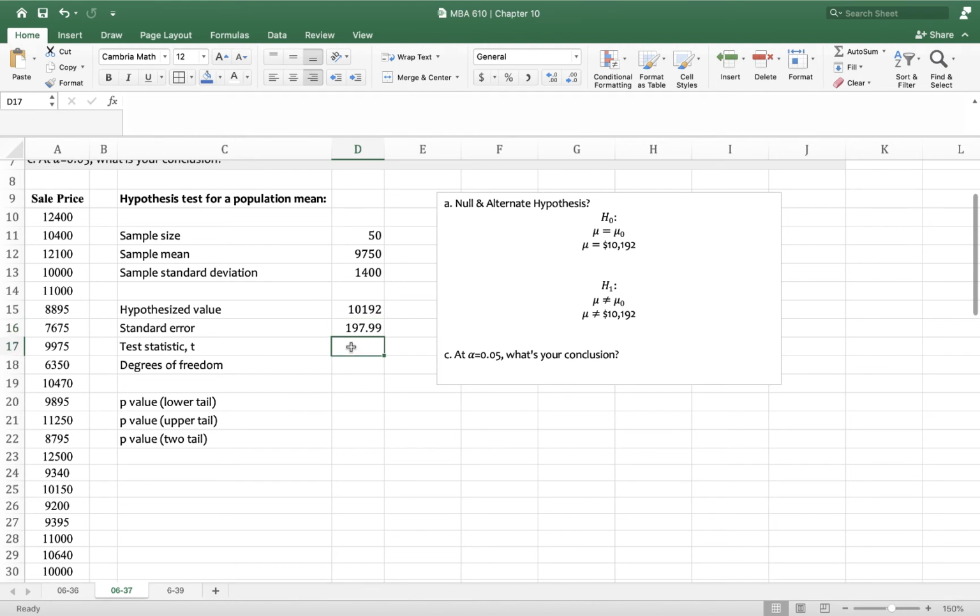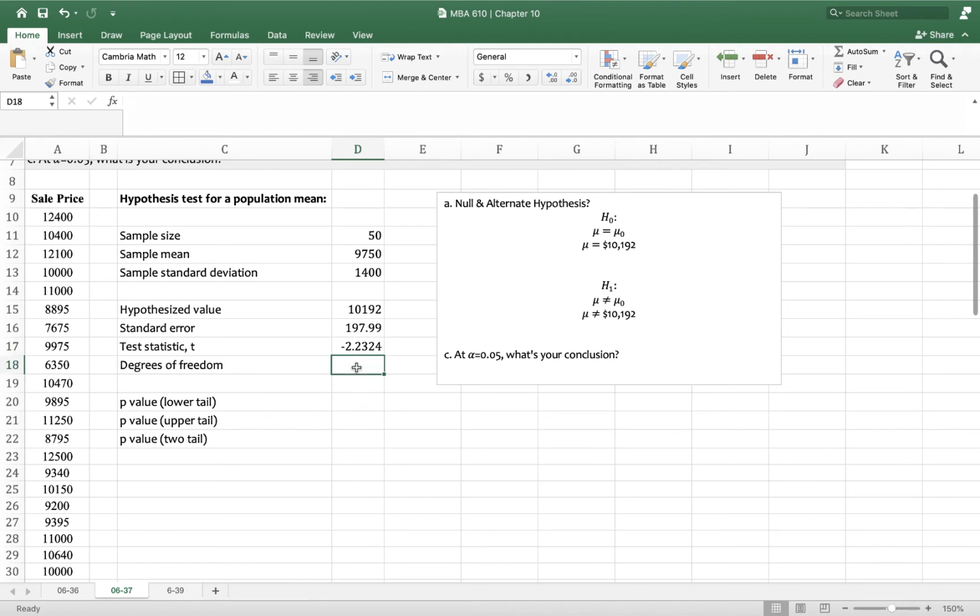Then to get our test statistic, our t-value, we simply take the value that we're observing in our data, subtract the hypothesized value or the national average. I'm going to place that part of the expression in parentheses, and then I'm going to divide by the standard error. So my t-stat is negative 2.2324. And then to figure out what my p-value is, I need to know what my degrees of freedom are.